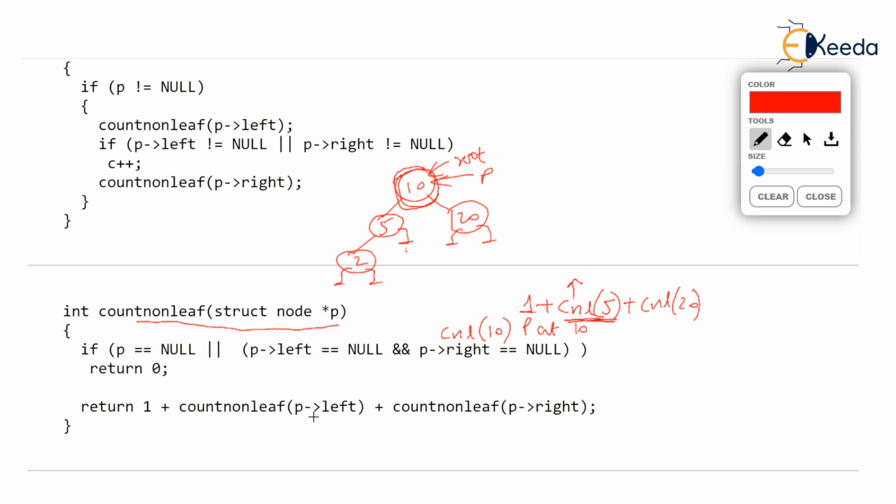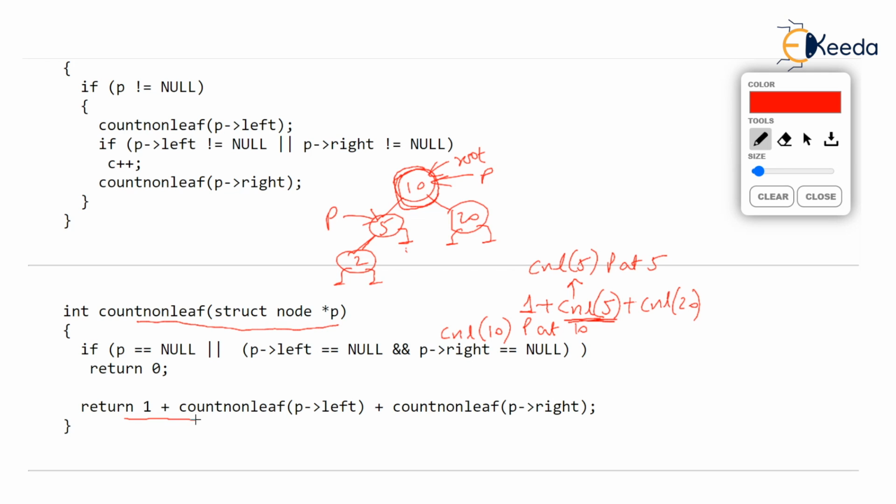So what happens when count non-leaf 5 runs? We have got a pointer P at 5. See this? The pointer P is at 5. And this fresh function, when count non-leaf for 5 starts, we'll first ask this condition. Now notice this condition is false for 5. Because P is valid, P equal to null is false, P is very well pointing to 5, and left and right are not null. In fact, left is not null, although right is null for 5. So this condition is also false. So the return statement will run counting 1 again. I hope you got this.